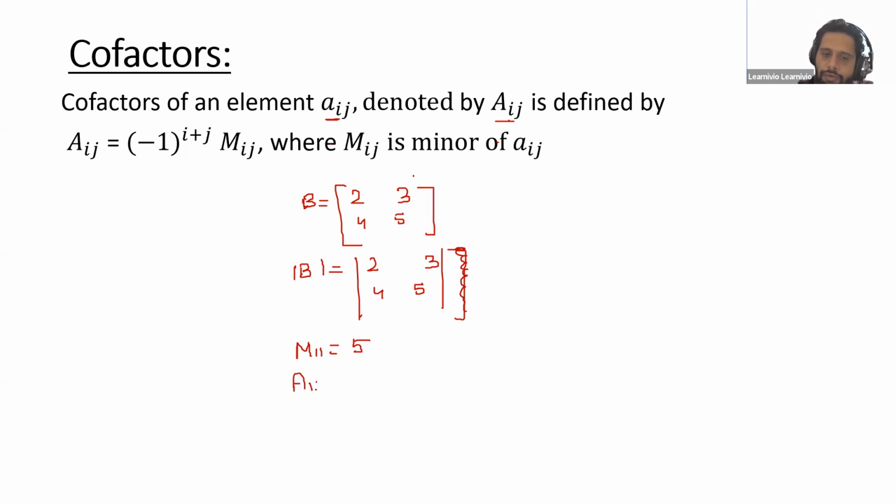Now, what is the cofactor? Cofactor is denoted by A11. If the minor is M11, then the cofactor A11 is equal to -1 to the power of the sum of these two numbers, 1 plus 1, multiplied with the minor. -1 to the power 2 is positive, and M11 is 5, so we get the same answer. So how do you find the cofactor? First find the minor and multiply it with -1 to the power i plus j. When you multiply the minor with this, you get the cofactor.